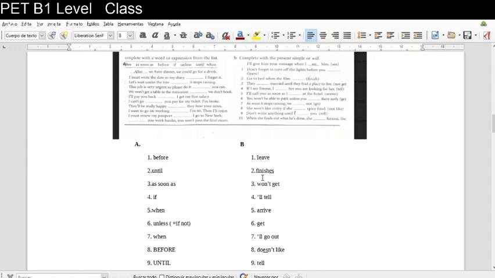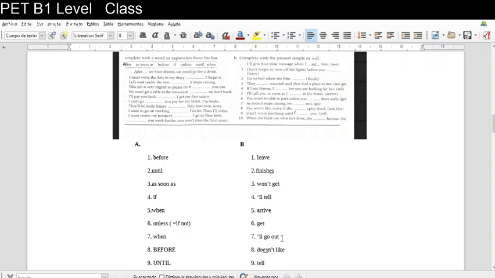Number three, they won't get married until they find a place to live. Then it was future. Number four, if I see Emma, if I see is present simple, then I need future, I will tell her you are looking for her. Number five, I'll call you as soon as, I need a present simple, I arrive at the hotel. Number six, you won't be able to park unless you get present simple there early.